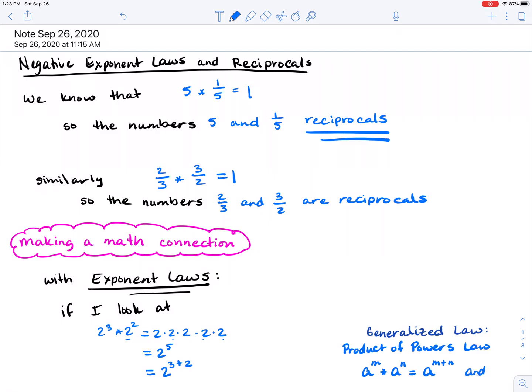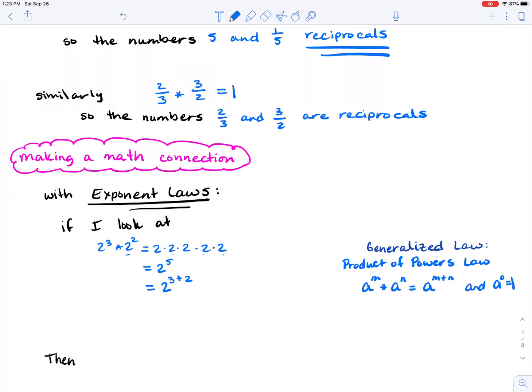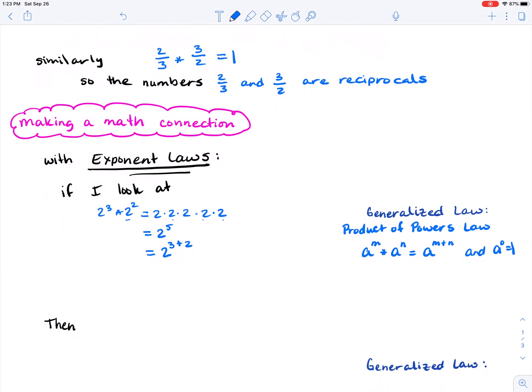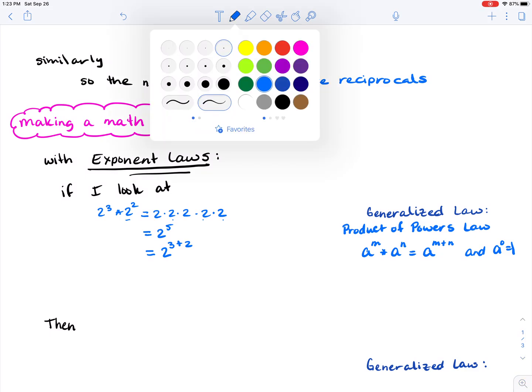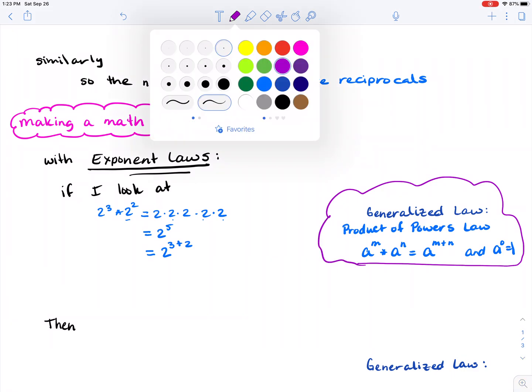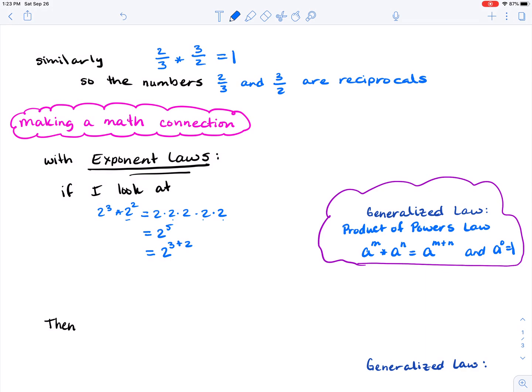And we know that a to the 0 equals 1, and that applies to any number to the exponent 0. So based on the product of powers law that we have just written up here, I can say that 4 to the negative 3 times 4 cubed is the same as saying 4 to the negative 3 plus 3. This equals 4 to the 0, which is equal to 1.